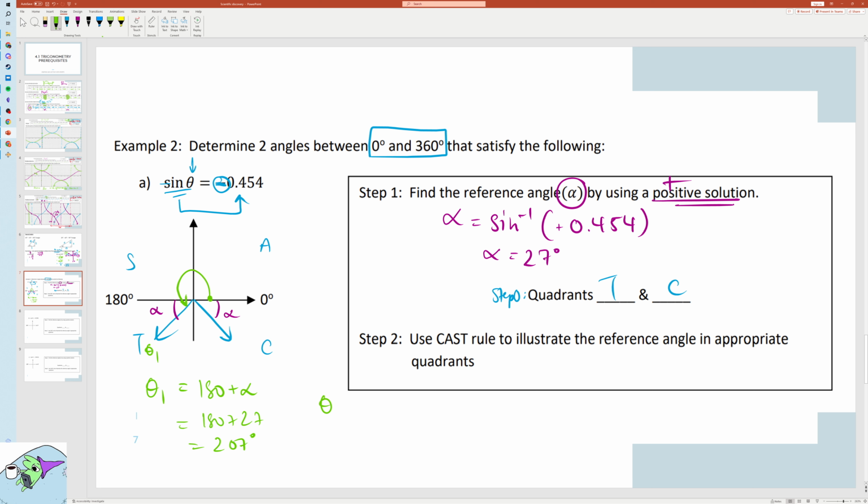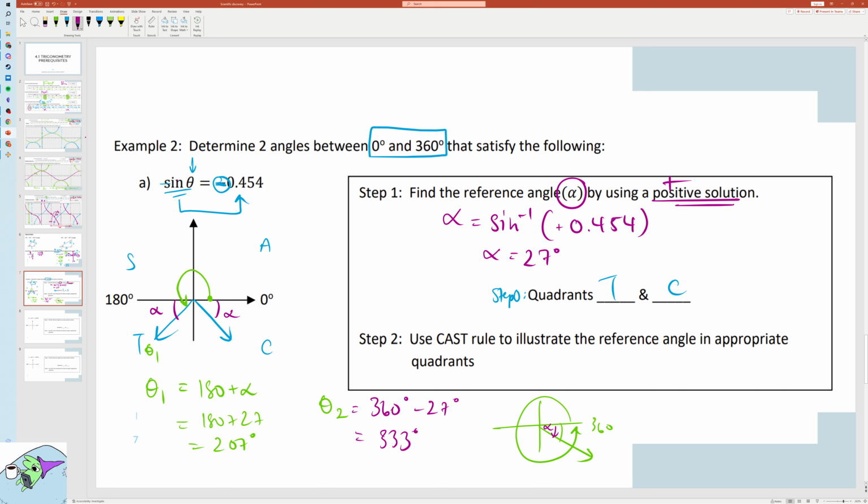For theta 2, we'll visualize the same journey. Well, to get to theta 2, which was out here, we'll first go by 360, but we'll say, oh, shoot, we went too far. We have to go backwards by alpha. So we'll end up doing 360 take away 27 degrees, which is equal to 333 degrees. Okay, let's recap. Well, these types of questions, we are asked to figure out what angles would make a ratio equal to this.